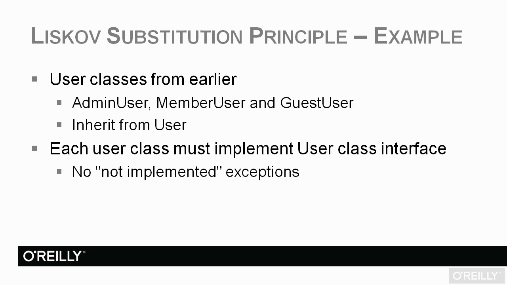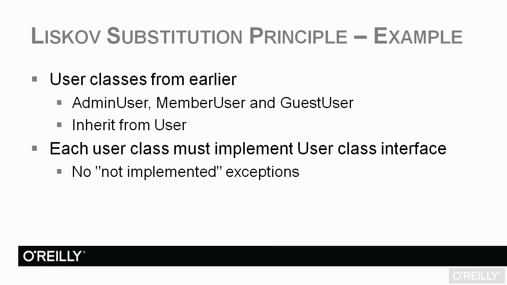We have those user classes from our earlier example, the admin user, the member user, and the guest user, and they inherit from user. So in our previous terminology, user is the class type T, and admin, member, and guest user are the subtypes S. So each one of those user subclasses must fully implement the user class interface.